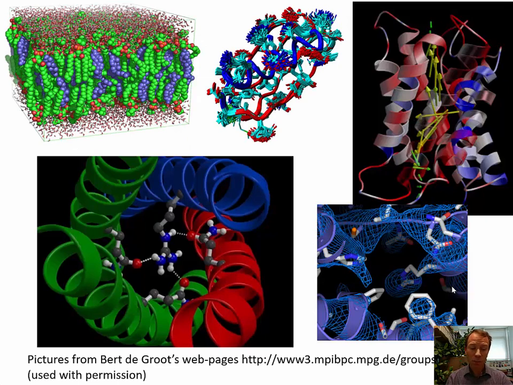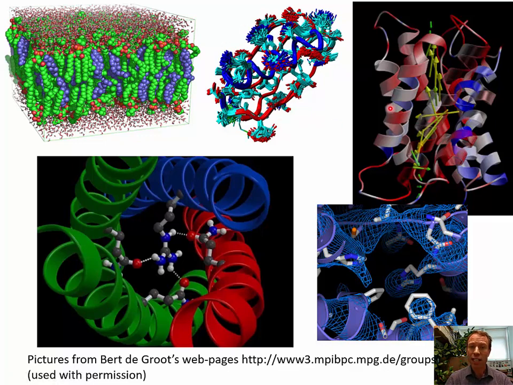So here are some more pictures taken from work by De Groot, and these are really here just to illustrate the wide range of things you can use molecular modelling for. In the top left here, we have a picture taken from simulations of a lipid bilayer. We have the lipid molecules in green, and these blue molecules in the bilayer are cholesterol molecules. By doing simulations, we can find out what the functional role of cholesterol is in biological membranes.